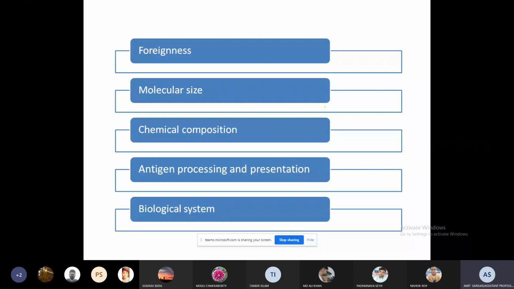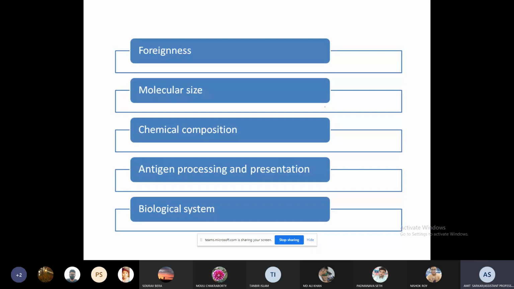Once again, we have understood the differences between antigen and immunogen. We have understood the difference between antigenicity and immunogenicity. And we're stating that immunogenicity is not an inherent property of an antigen. That property, immunogenicity, depends upon a number of factors. And what are those factors?